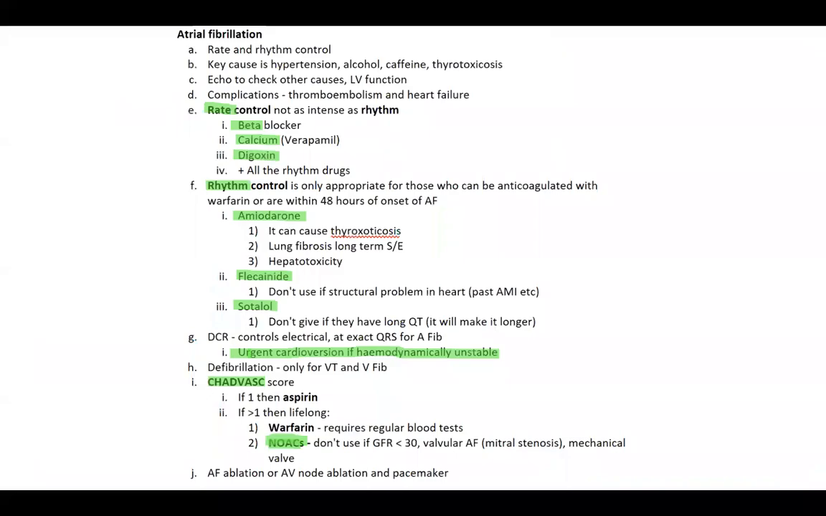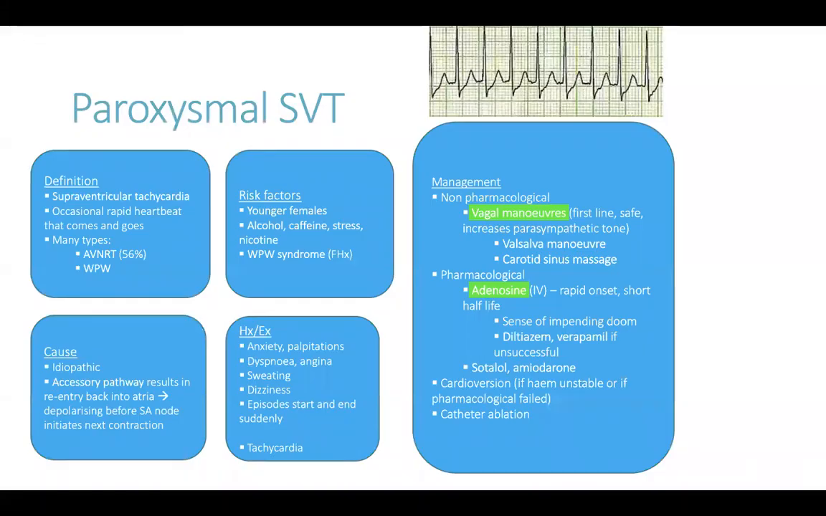So paroxysmal SVT. Yeah, none of this is too important. It's mainly young females drinking alcohol, coffee, or stressed. Treatment is vagal maneuvers, so carotid sinus massage just here, or get them to do the Valsalva maneuver, and then you can give them adenosine as well in the short term.